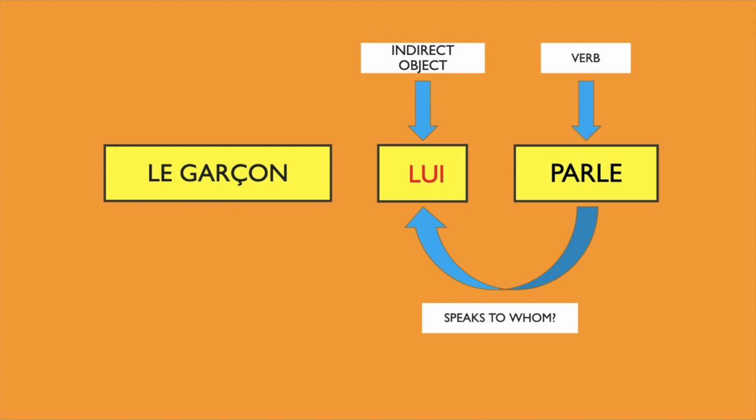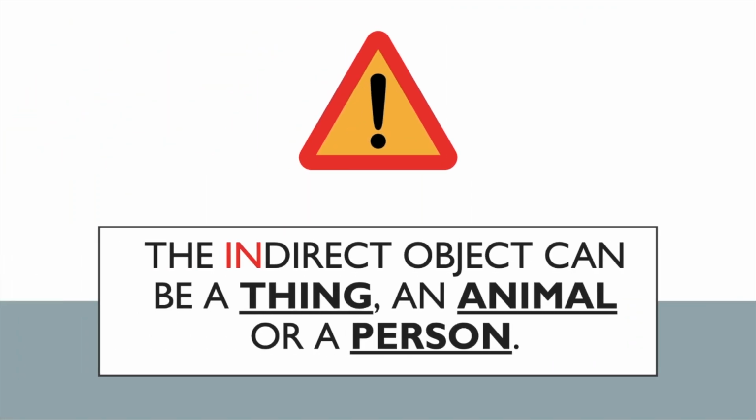And you can see the pronoun is placed before the verb. Le garçon lui parle. We're going to see that later. The indirect object can be a thing, an animal, or a person.